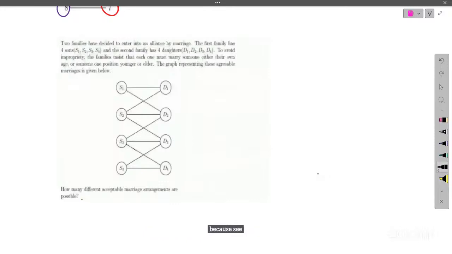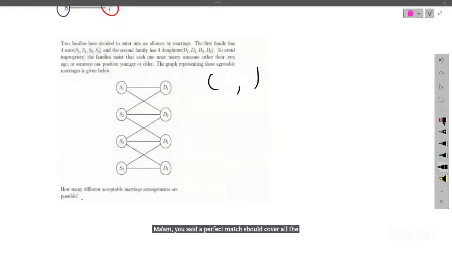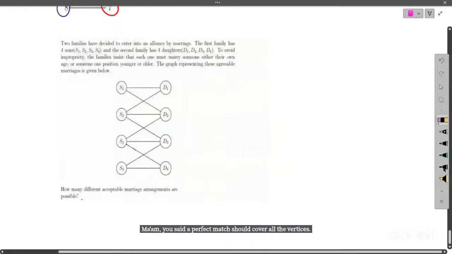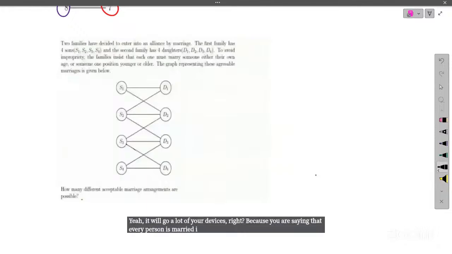Because any matching you consider, you have to take 2 pairs, right? And these 2 pairs will be distinct. A perfect match should cover all the vertices. Yes, it will cover all the vertices, right? Because you are saying that every person is married. I mean, every Si is getting connected to every Di.